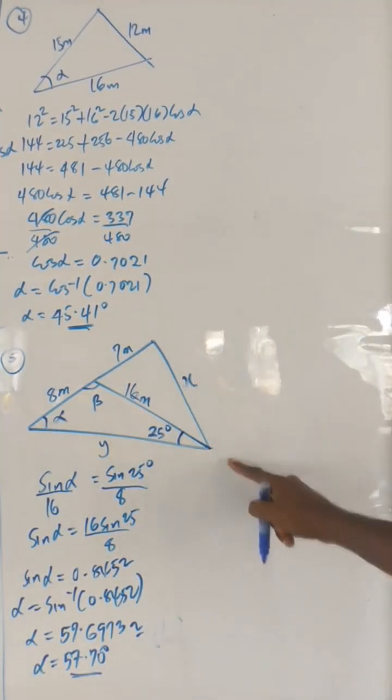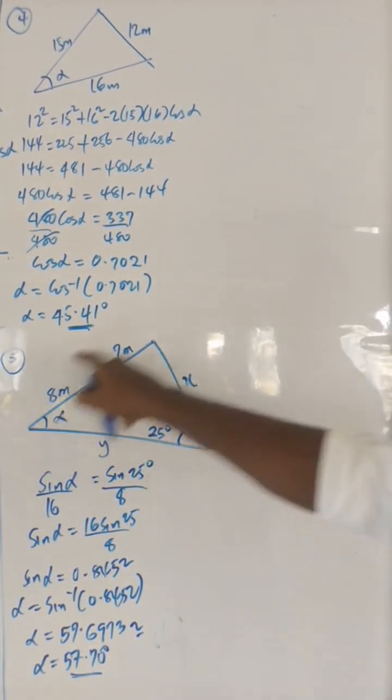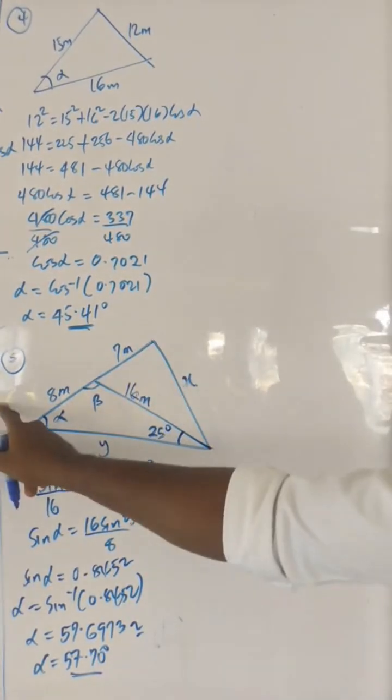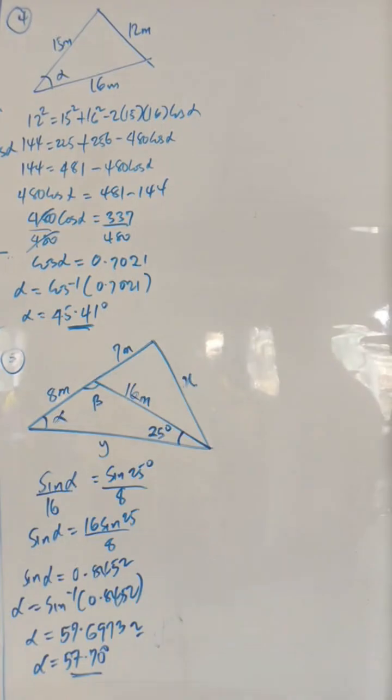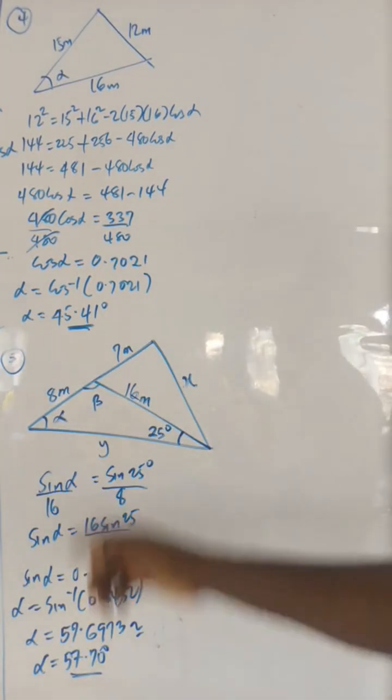Now that we already know alpha, can we get x? We know the angle. We need to know the other two sides to use cosine rule. This side is known, but we don't know y. So we cannot get x until we get y. So next is, can we get the value of y?